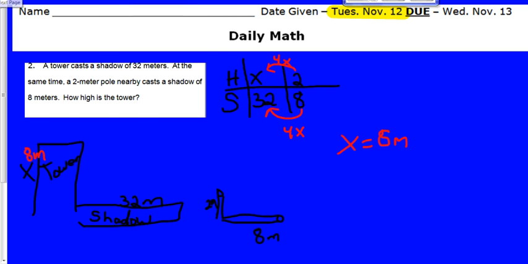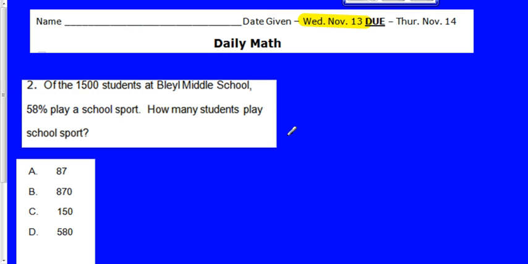Moving on, looking at Wednesdays. Of the 1,500 students at Blau Middle School, 58% play a sport. How many students play a sport? Well, I need to go ahead and set this up, my part to whole, okay? Of the 1,500 students, well, that's my whole class at Blau. So I'm going to put this down here in the whole, the 1,500.